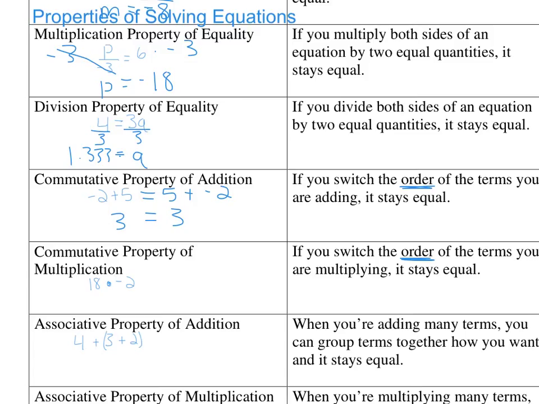And for our commutative property of multiplication, it's the same deal. So 18 times -2, it's saying, is going to be the same thing as -2 multiplied by 18. And 18 times -2 is going to give me -36, as will -2 times 18.